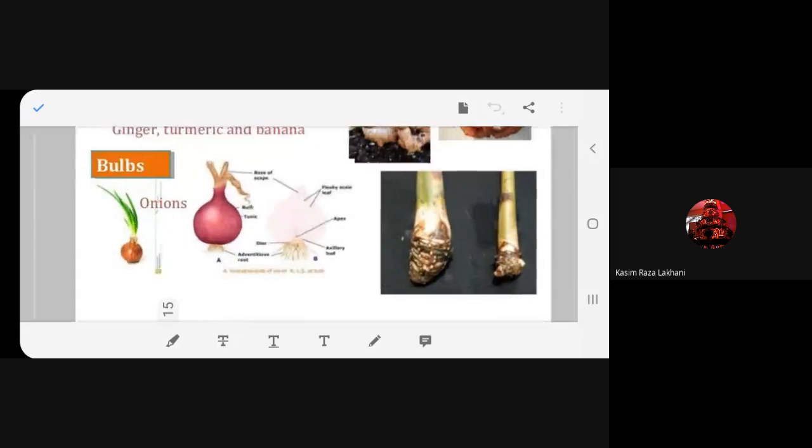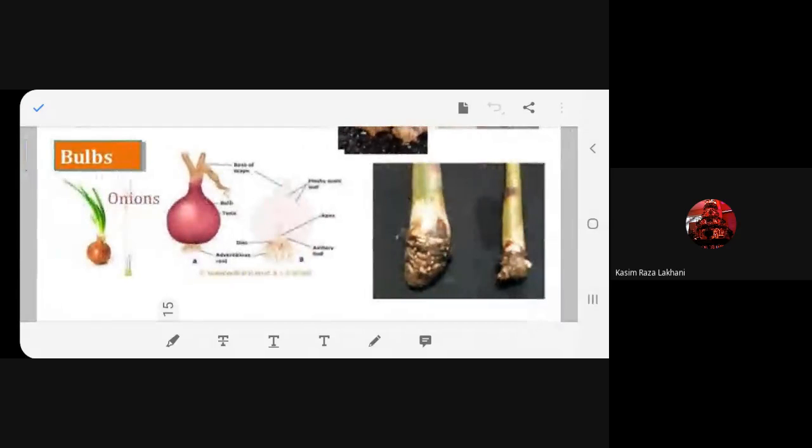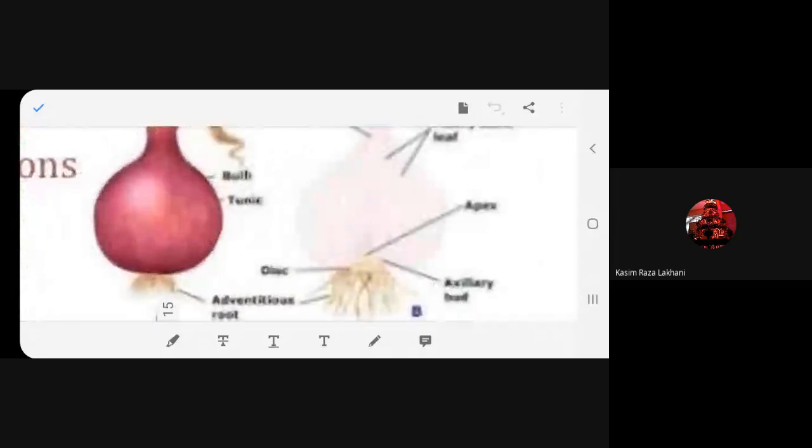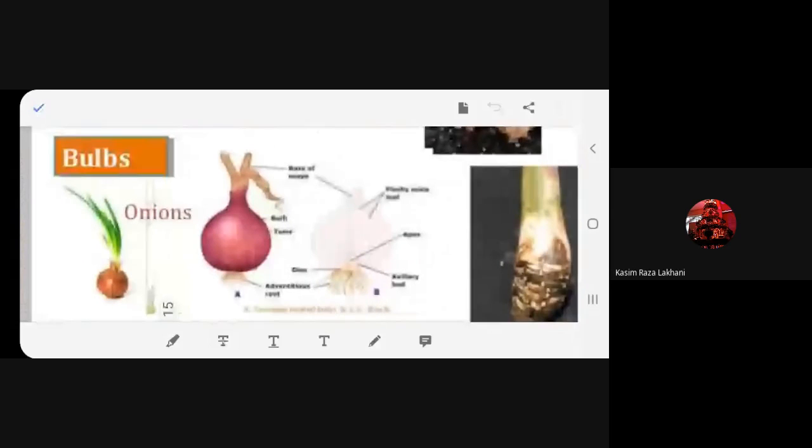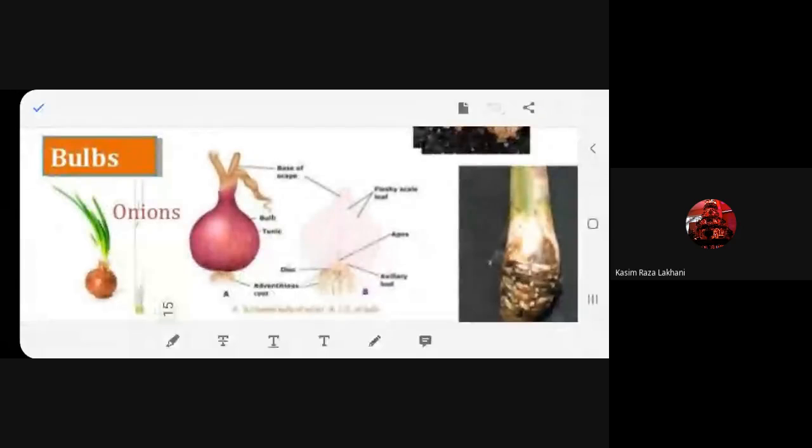Ma'am, what is this red? Which one? This one? Onions. Yes, it's onion, beta. Ma'am, do you say onion or anion? Both are the same. Onion. But we say onion. Some people say onions. Doesn't make much of a difference. Okay, fine?